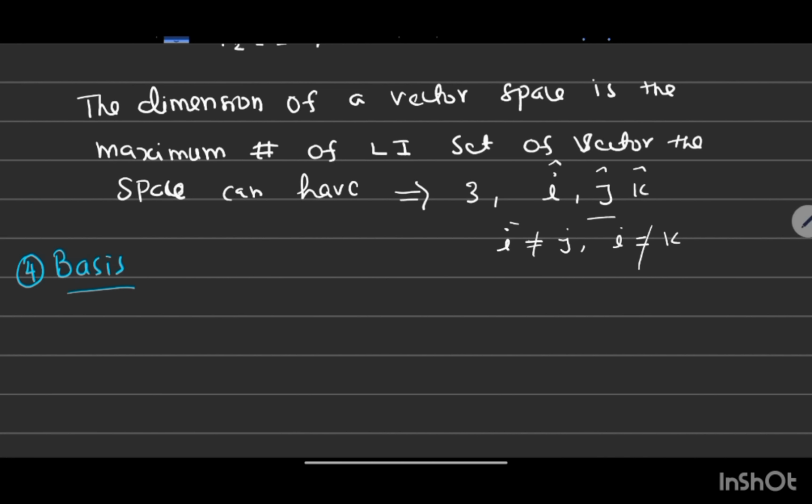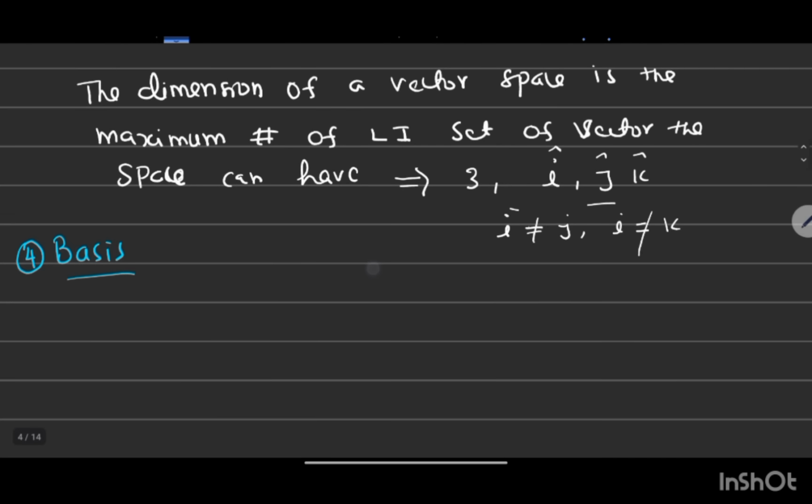So the number of linearly independent vectors for the Euclidean coordinate system is 3. That's why its dimension is 3. Okay. What is a basis?